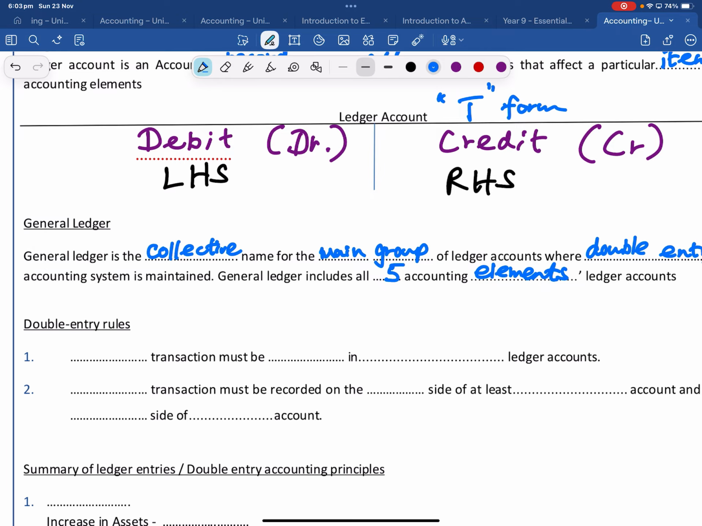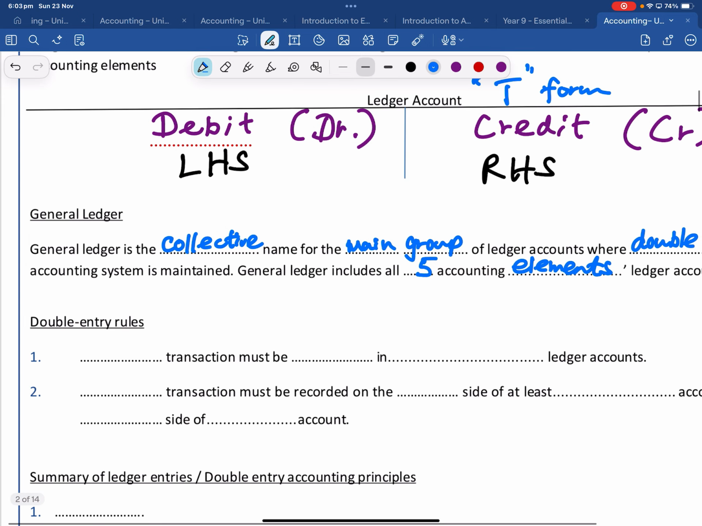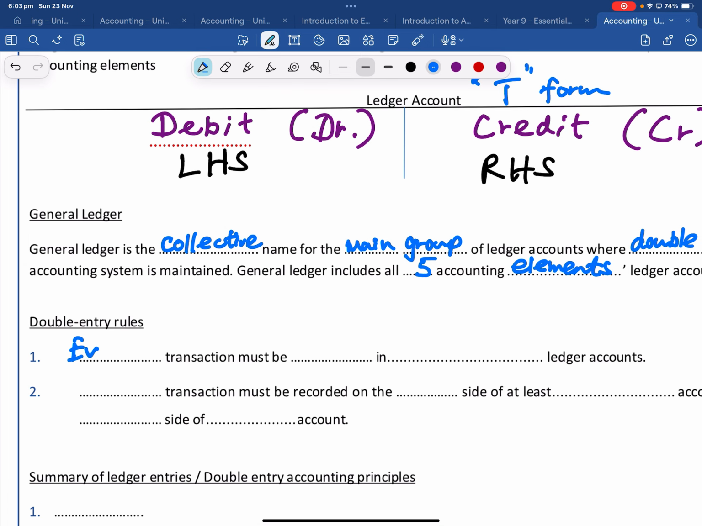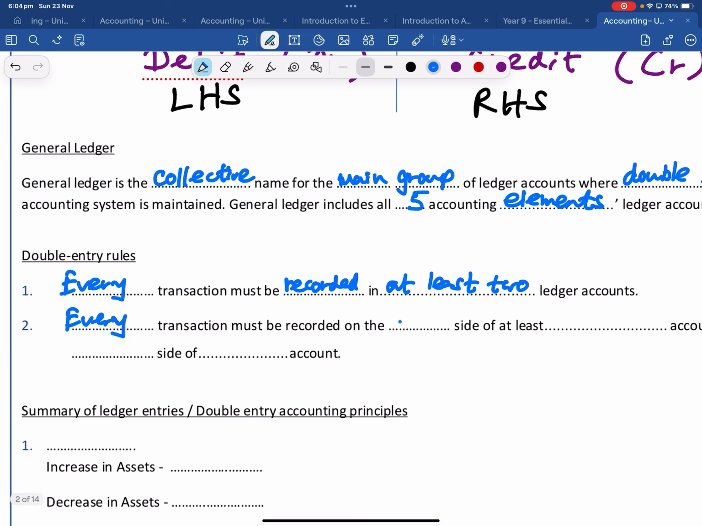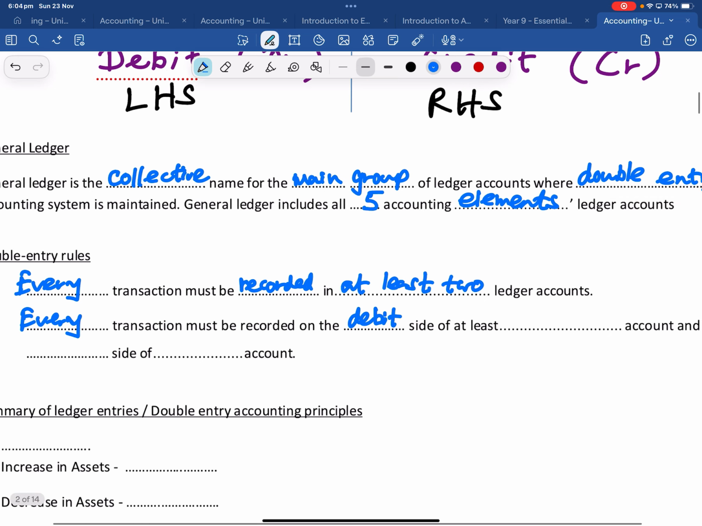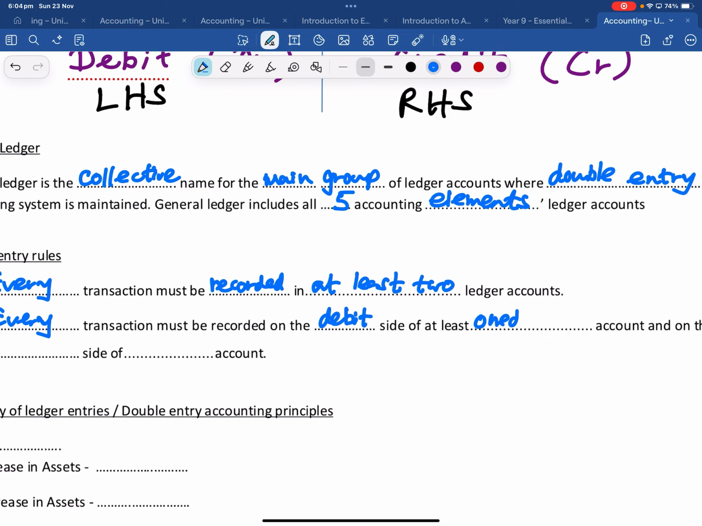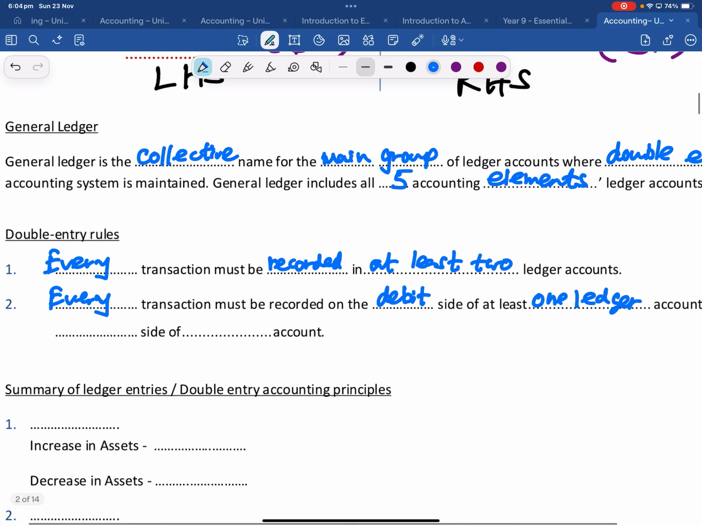Now we have double entry rules, guys. Every transaction must be recorded in at least 2 ledger accounts. Next one, every transaction must be recorded on the debit side of at least 1 ledger account and on the credit side of another account.